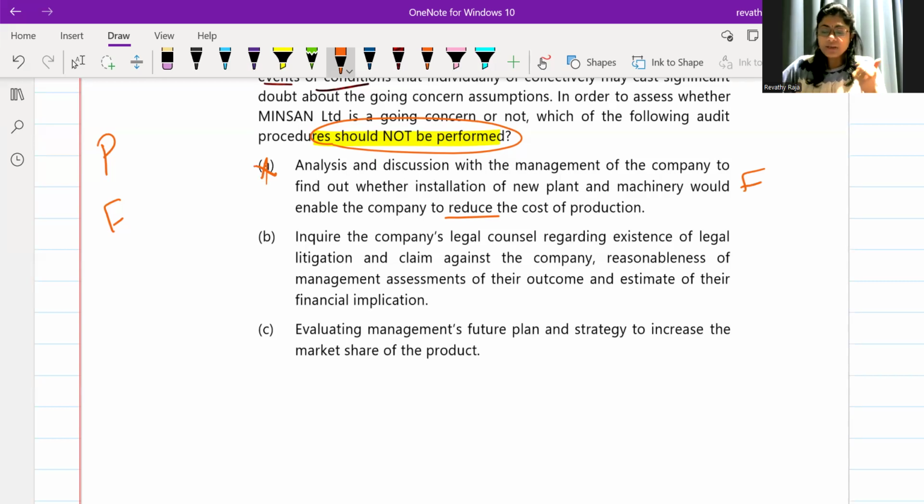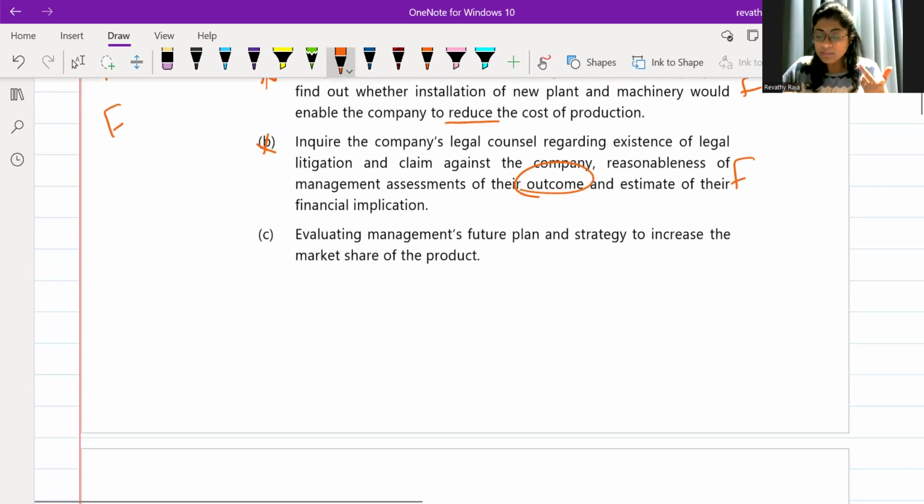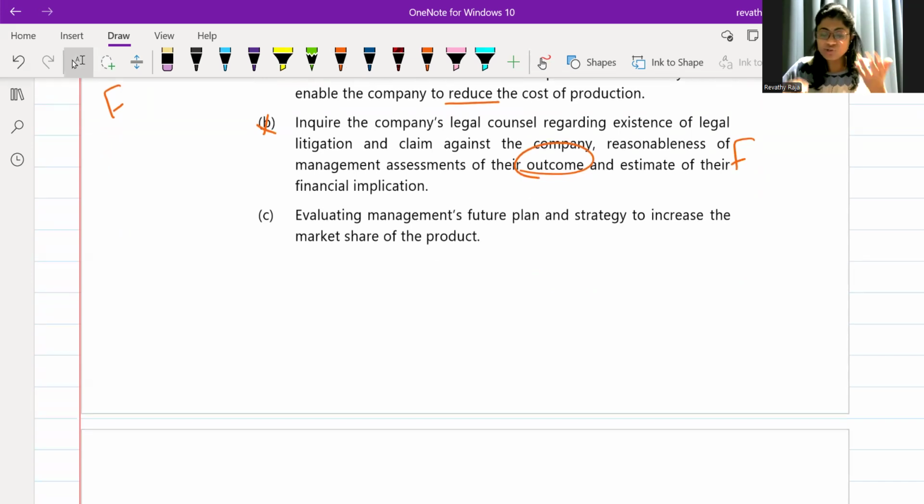Enquire with the legal person regarding existence of litigation and claims, how the outcome of the case will be, how it will affect the financials. Is it also correct or incorrect? Is it regarding future? If the company wins the case or loses the case, the outcome is future. Again, it seems to be correct. Now, evaluating management's future plan and strategy to increase the market share of the product. Again, evaluating future, again seems to be correct.